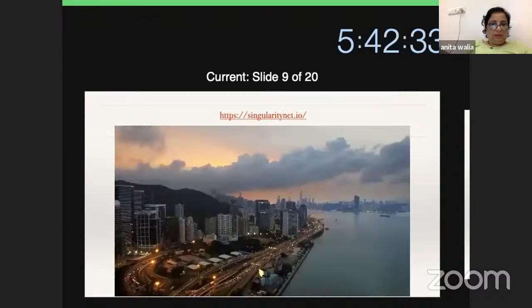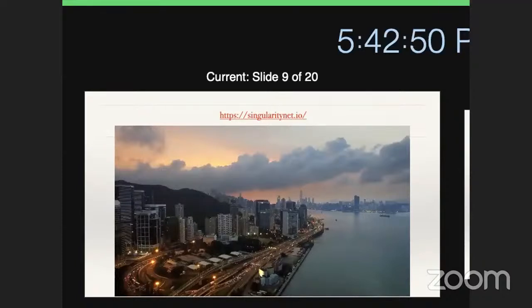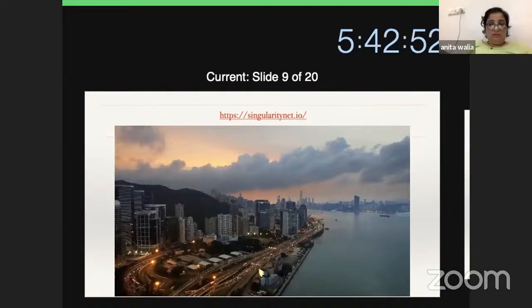Singularity Net is a company which uses AI based blockchain solutions in recent times. Have you heard about Sophia? All of you might have heard about the AI humanoid robot who received the citizenship of Saudi Arabia. The team behind developing Sophia has developed this particular thing called Singularity Net. I'll show you the website.